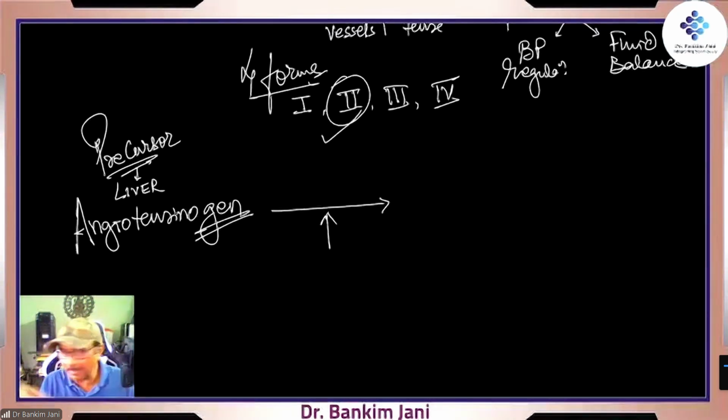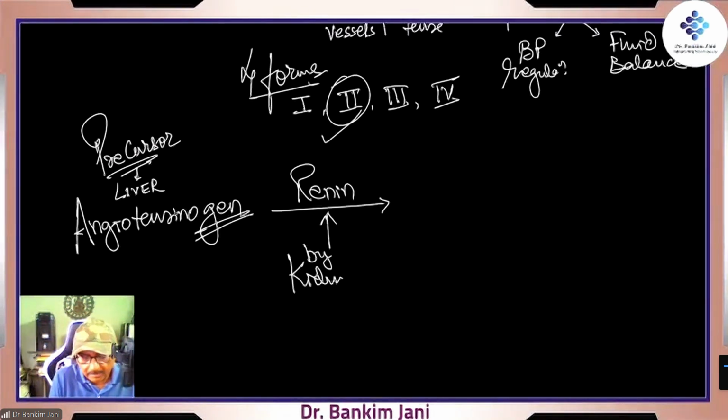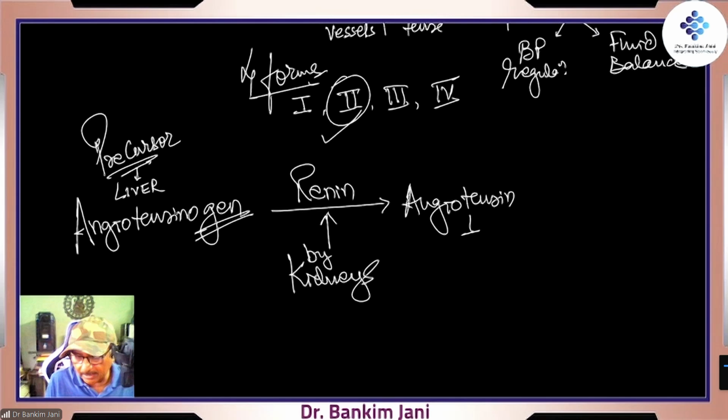So then comes the kidneys. Right? As the blood is passing through, kidneys will watch. It is by kidneys. Again, if anything goes wrong with the kidney, then this angiotensinogen will not be converted into angiotensin 1. Trouble.